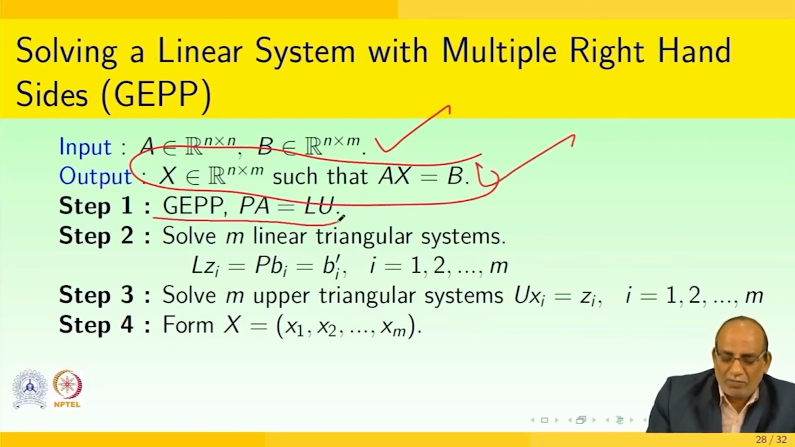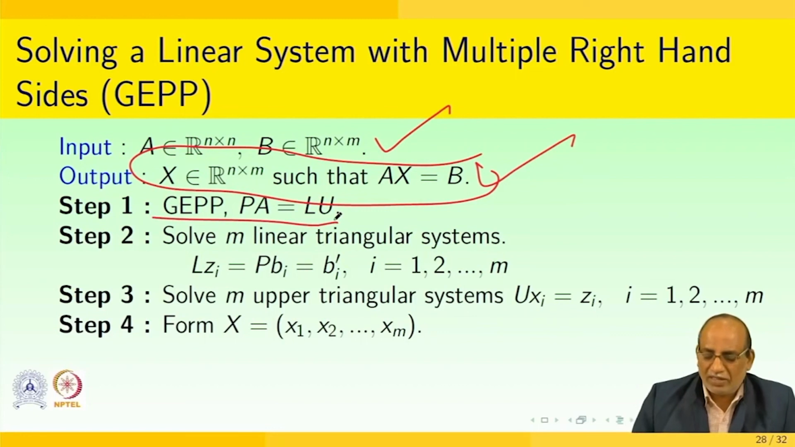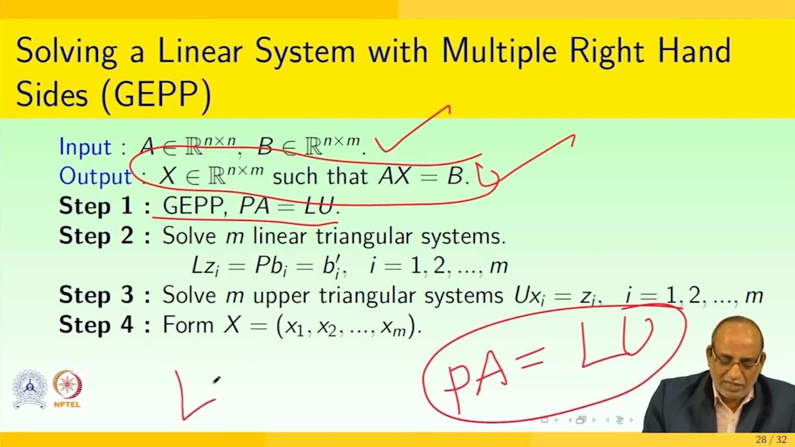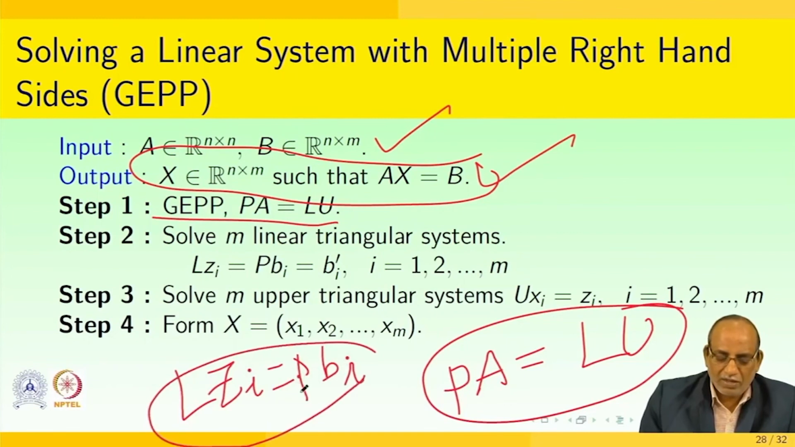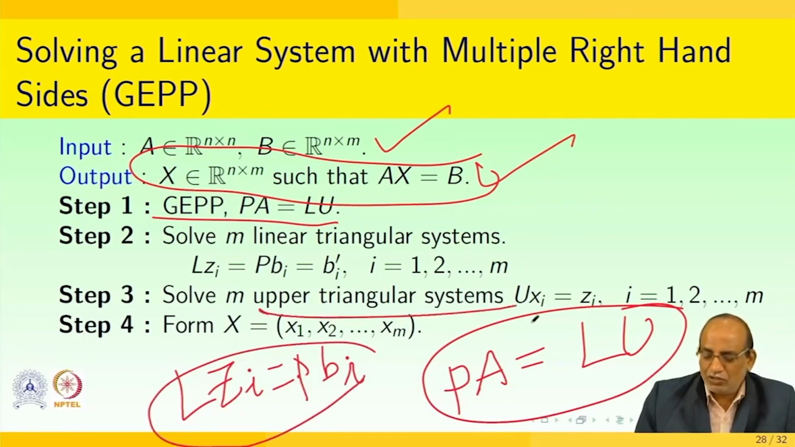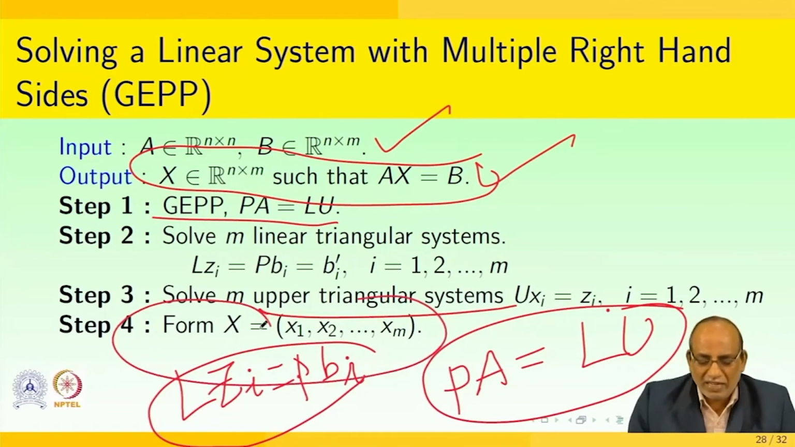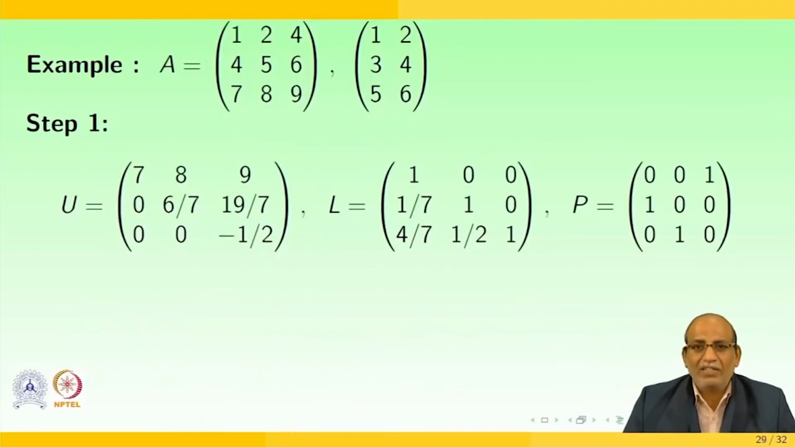What is step 1? Step 1 is Gaussian elimination with partial pivoting. That means PA is equal to LU. Then, solving m lower triangular systems, L z_i is equal to P b_i, and solving m upper triangular systems, U x_i is equal to z_i, so that X is equal to [x1, x2, x3]. This is the algorithm we quite often use when we have multiple right hand side vectors. So you don't need to start from scratch every time for different right hand side vectors. You can adapt it and find the solutions.